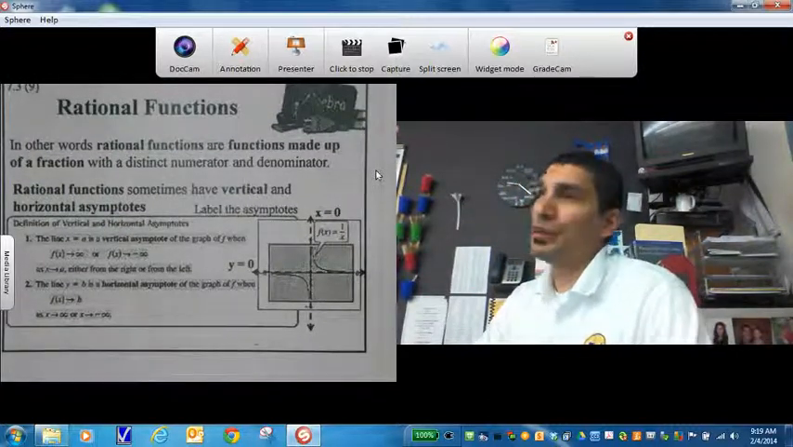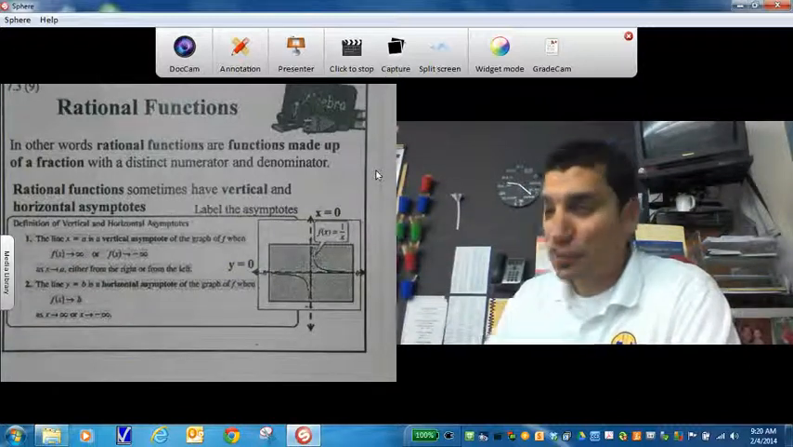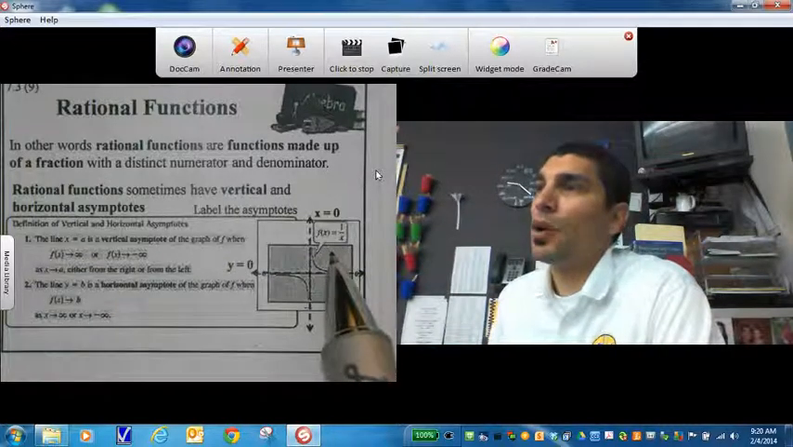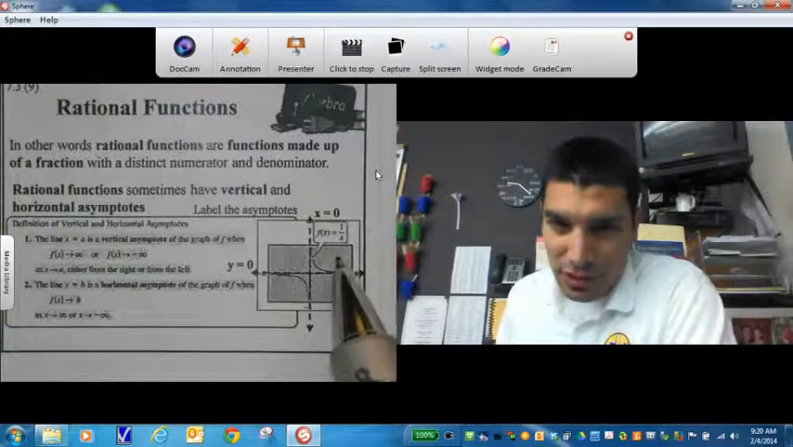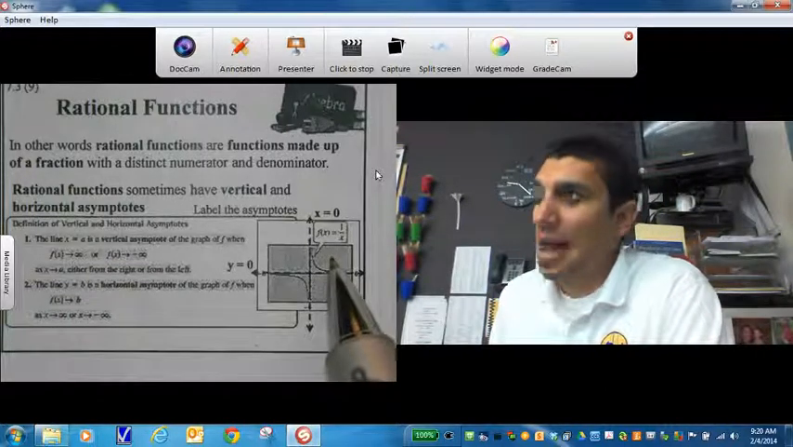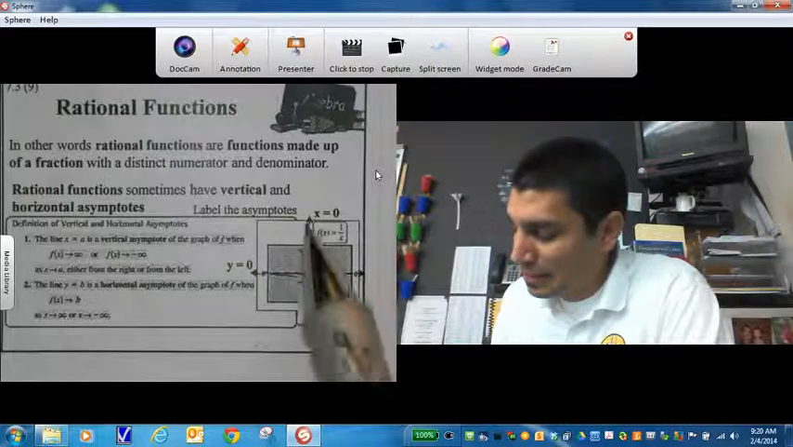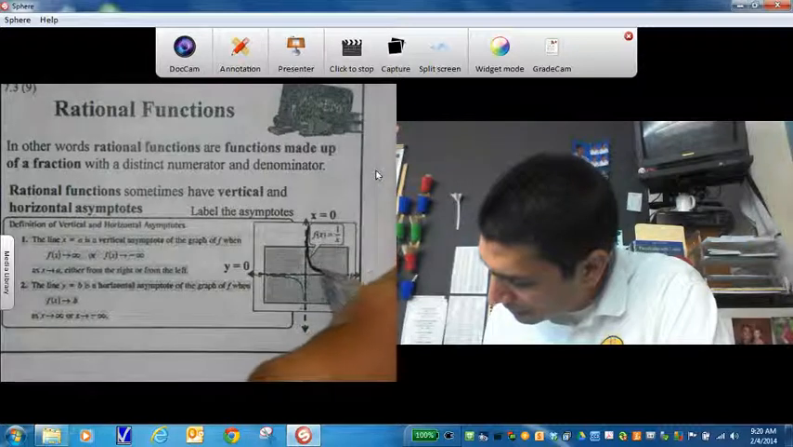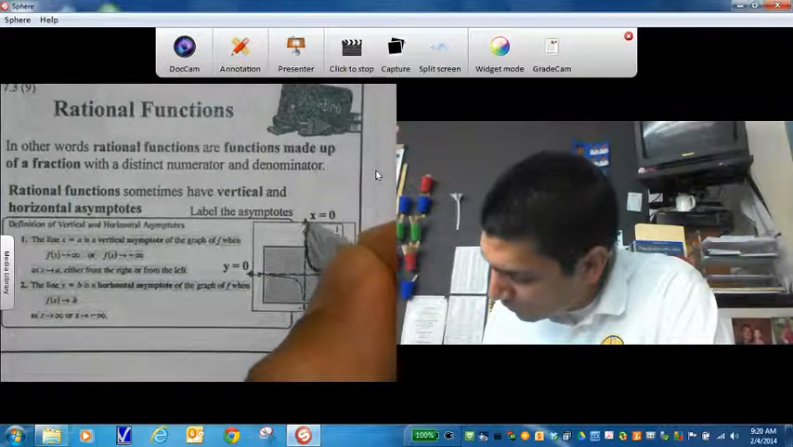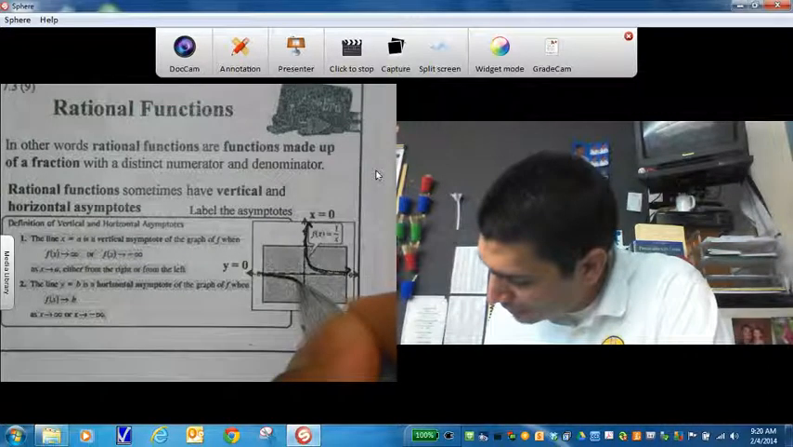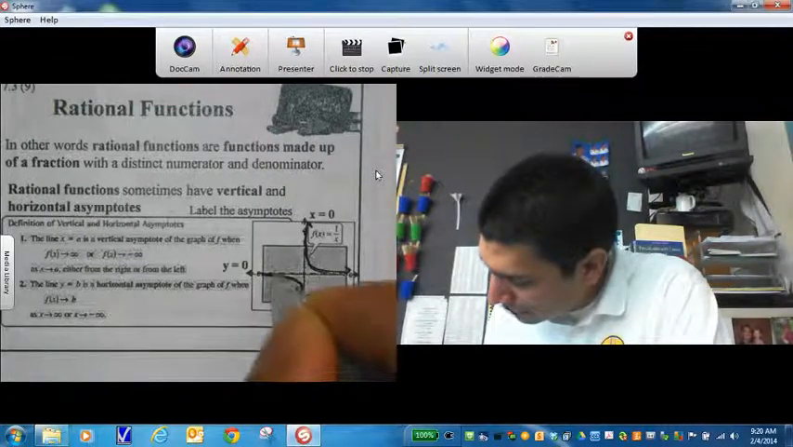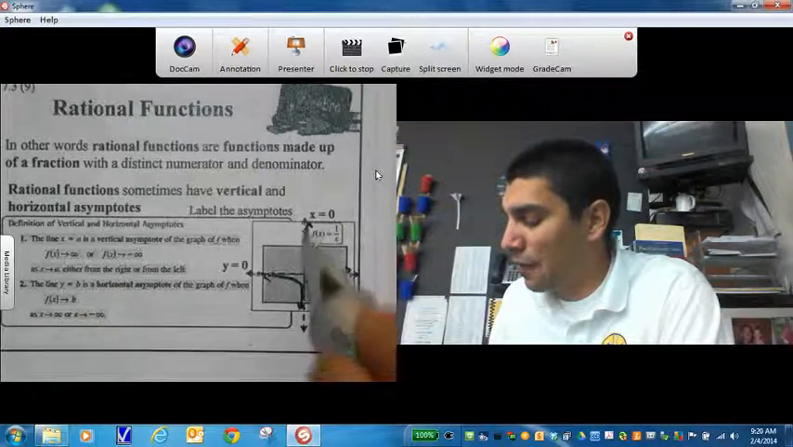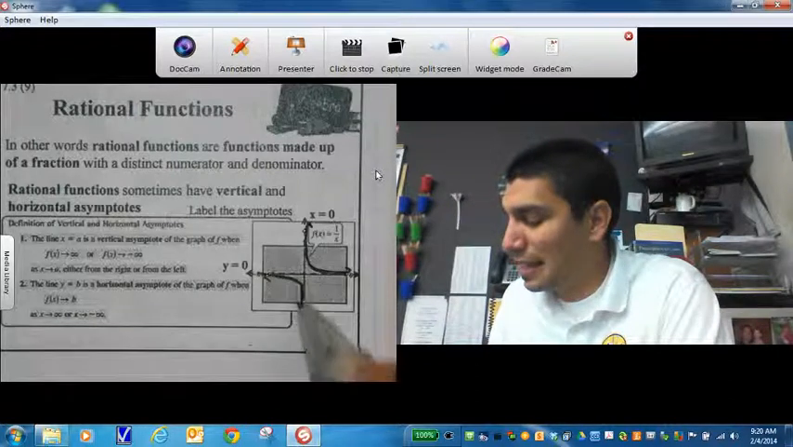In 7.1, you already learned how to graph a parent function of 1 over x. When you had to memorize and graph y equals 1 over x, I'm hoping you remember what that graph looked like. Let me just draw here what that graph looked like. Do you remember memorizing this graph? It was going to the right forever and ever, and it went up forever and ever. It went to the left forever and ever. It went down forever and ever.